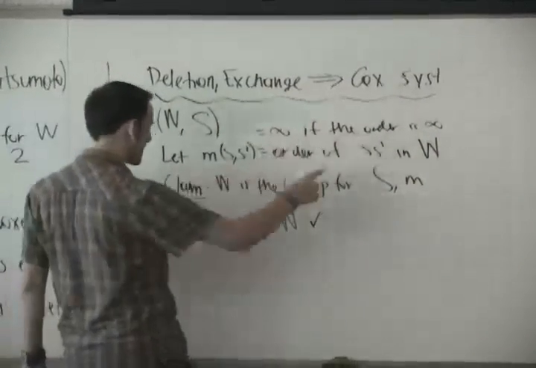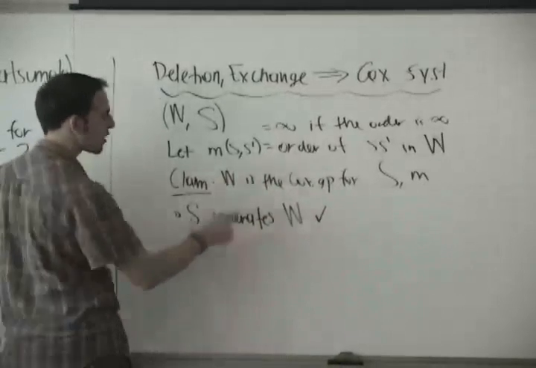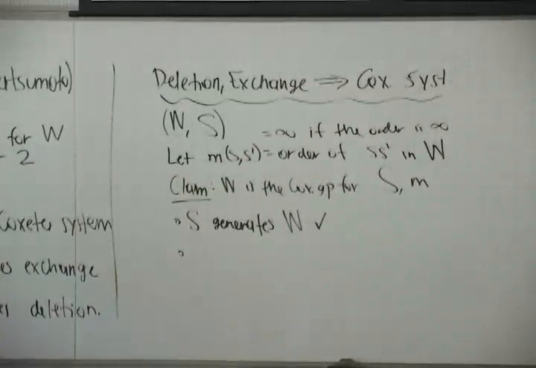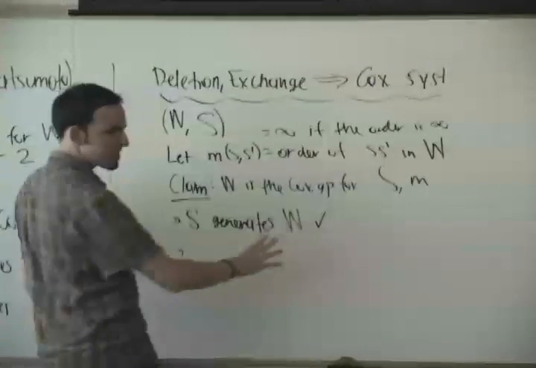I guess I'm not really saying anything here. But that's a very good point. We are going to, in general, get infinities here in this matrix. Okay? So the first thing is that S generates W, and that's true.